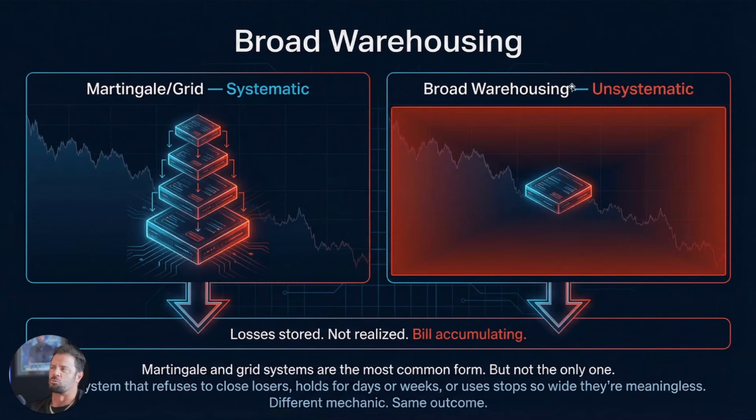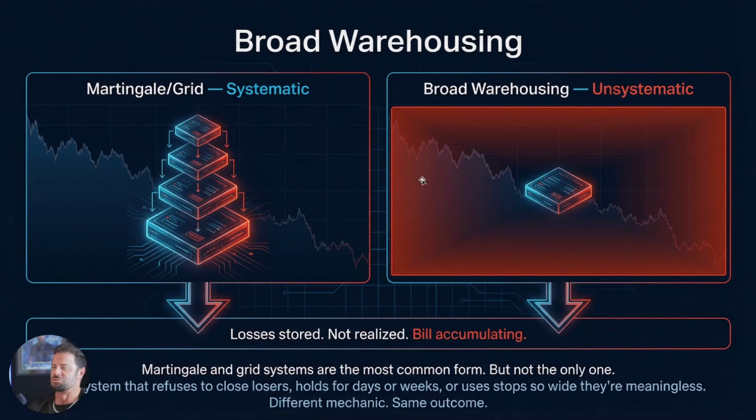There's also broad warehousing, which is unsystematic. So it doesn't grid. Everyone who's been a trader has been susceptible to broad warehousing. And the number one thing that broad warehousing looks like is just buying and holding a position way too long, hoping it comes back. In a way, you are warehousing risk. So there's those two spectrums.